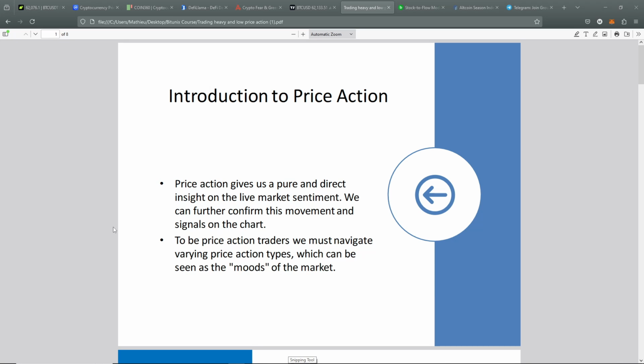Hey everybody, I have another little lesson for you today about crypto trading. Today we're going to talk about price action in crypto, how to trade price action.